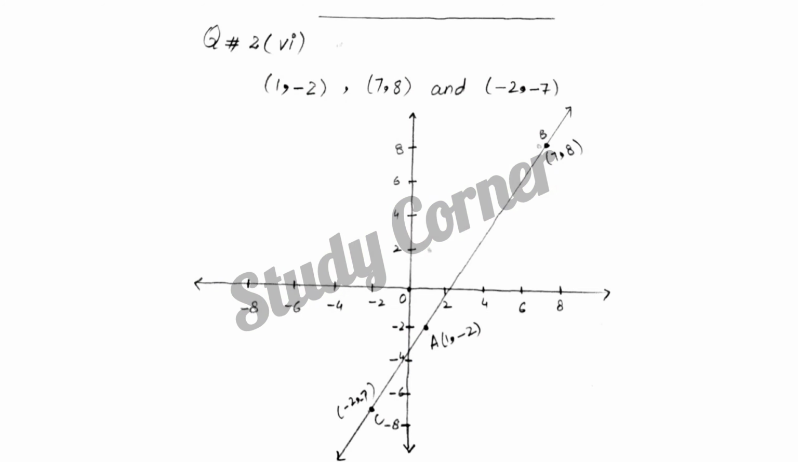When we plot these points, that is 1, minus 2; 7, 8; and minus 2, minus 7, by using a suitable scale we plot these points. That is 1 and minus 2 here, x is 1 and y is minus 2. Point B is here, that is x is 7 and y is 8, and point C is here, that is minus 2 and minus 7.